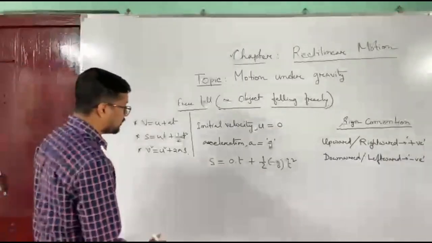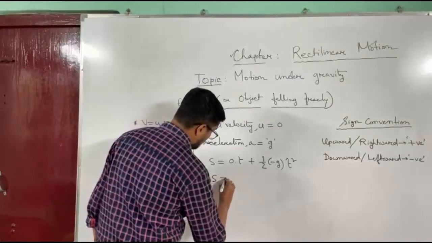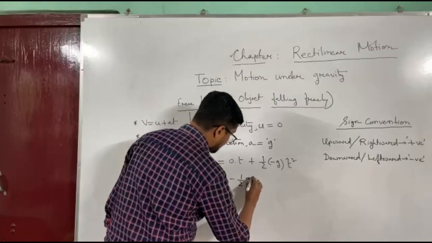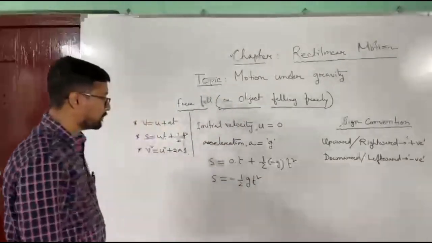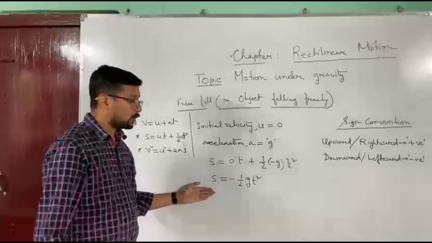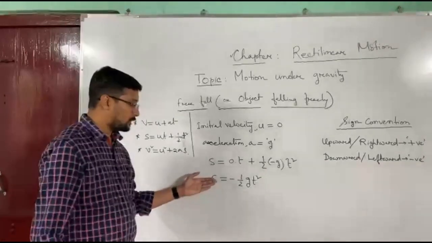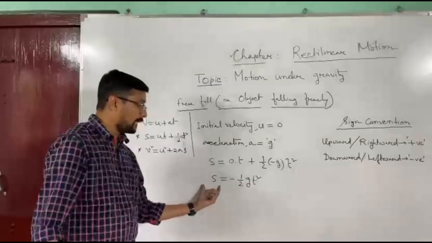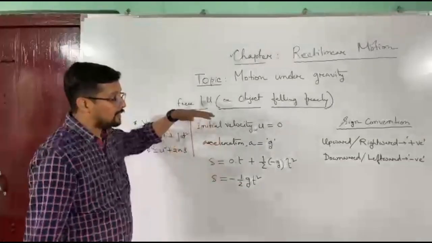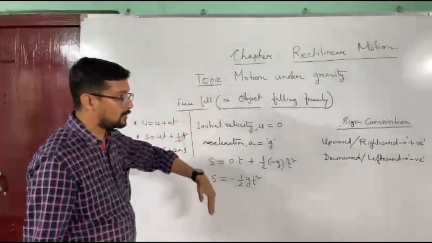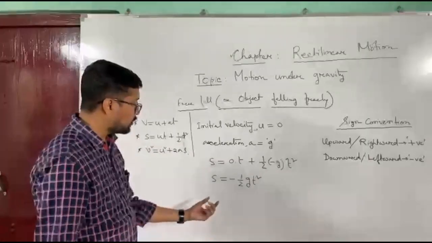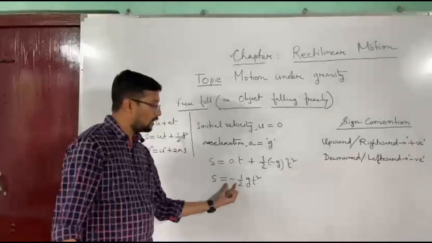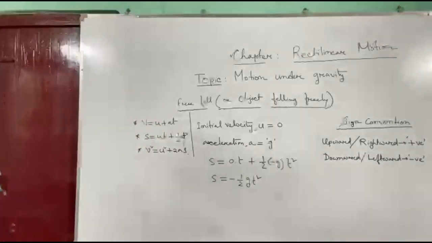So if I rewrite this equation, my equation will become s is equal to minus half g t square. Displacement is also a vector quantity. So the magnitude will be half g t square, and the direction of displacement is from its initial position, it is moving towards the ground, so it will be in the downward direction. So this negative sign will represent the downward direction.